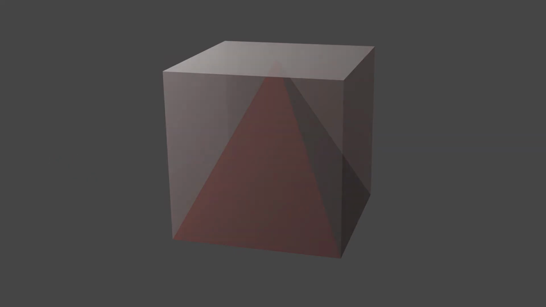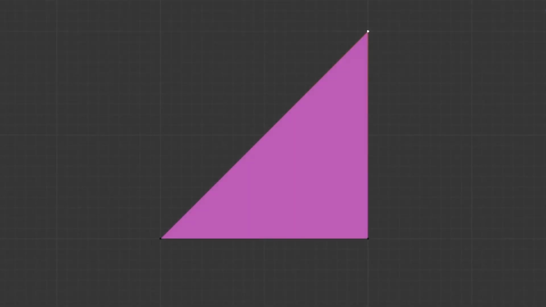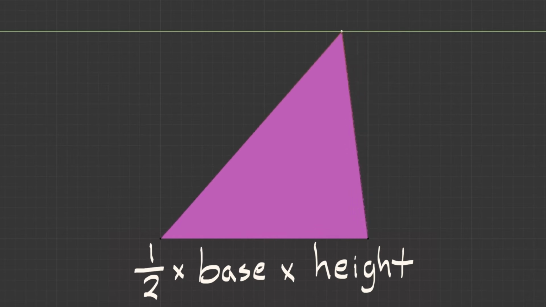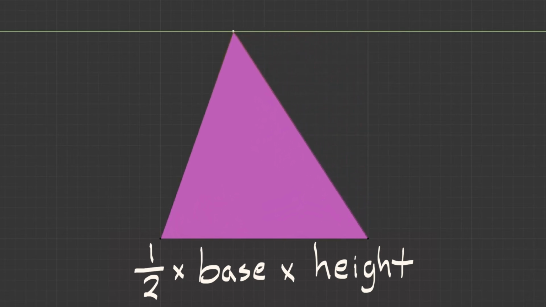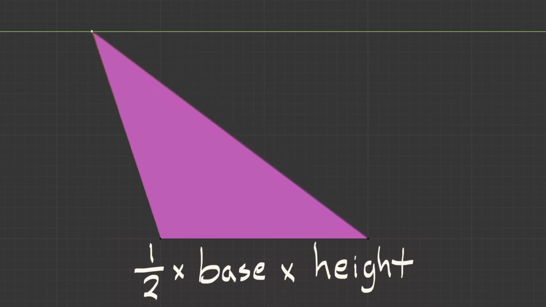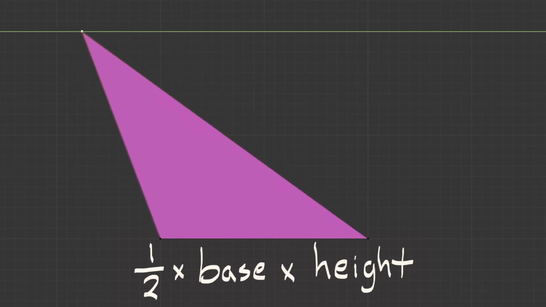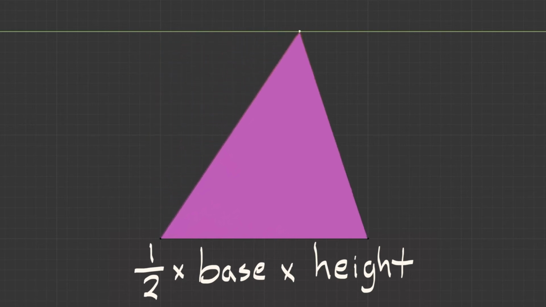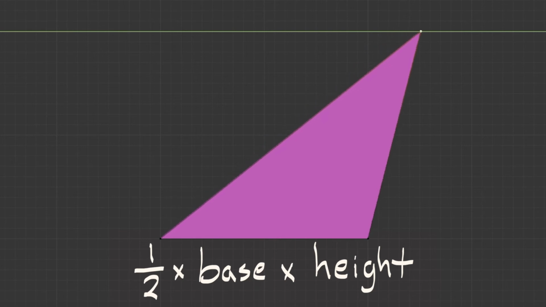Let's look at it another way. Do you remember the formula for the area of a triangle? It was 1/2 times the base times the height. That means if the base stays the same and the height stays the same, then the area of the triangle should also be the same. Notice how as I'm changing the shape of this triangle, the base and height are staying the same. So that means that the area of the triangle is also staying the same.